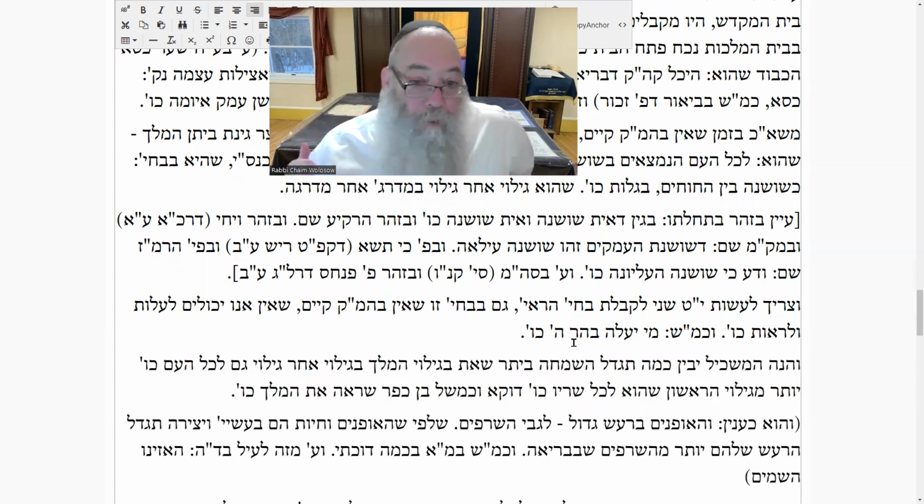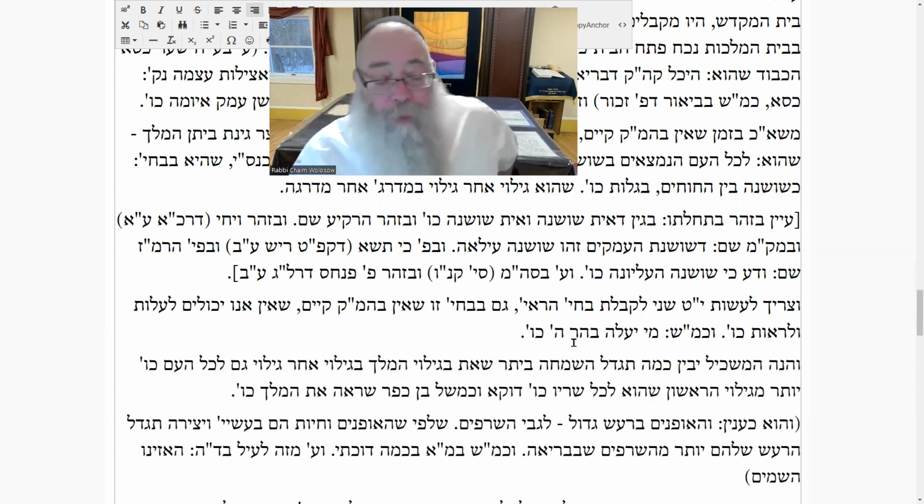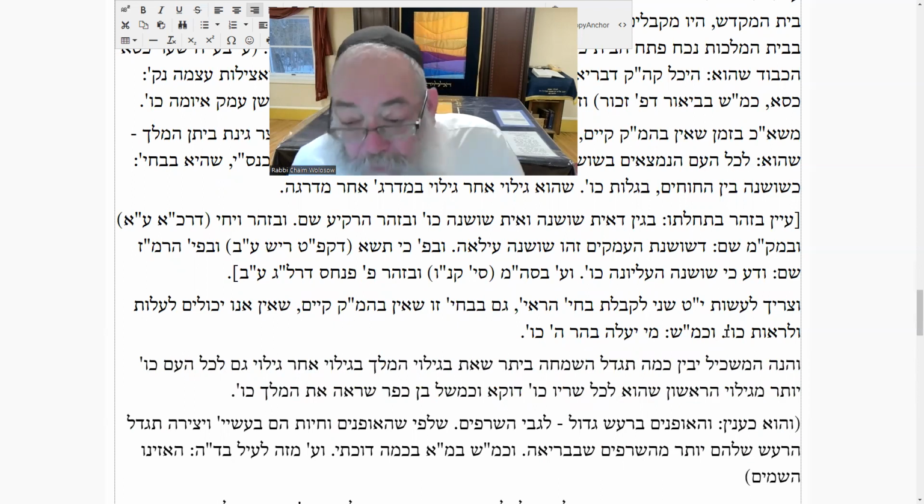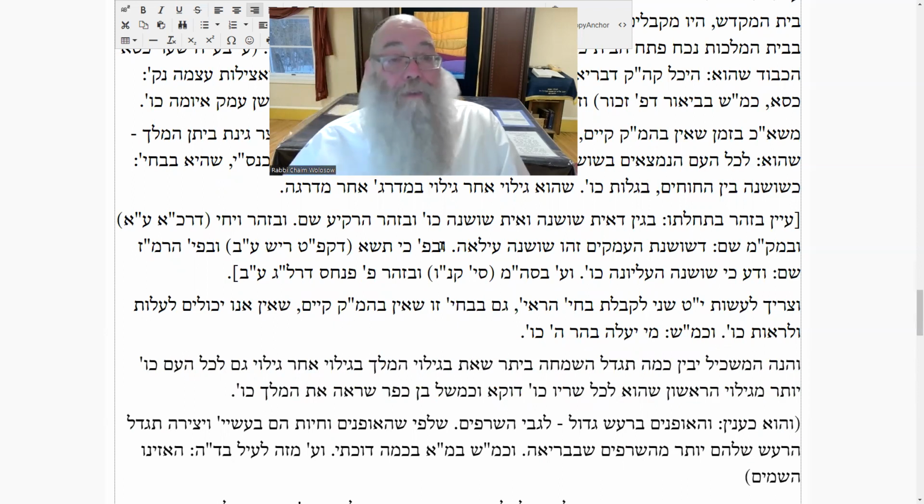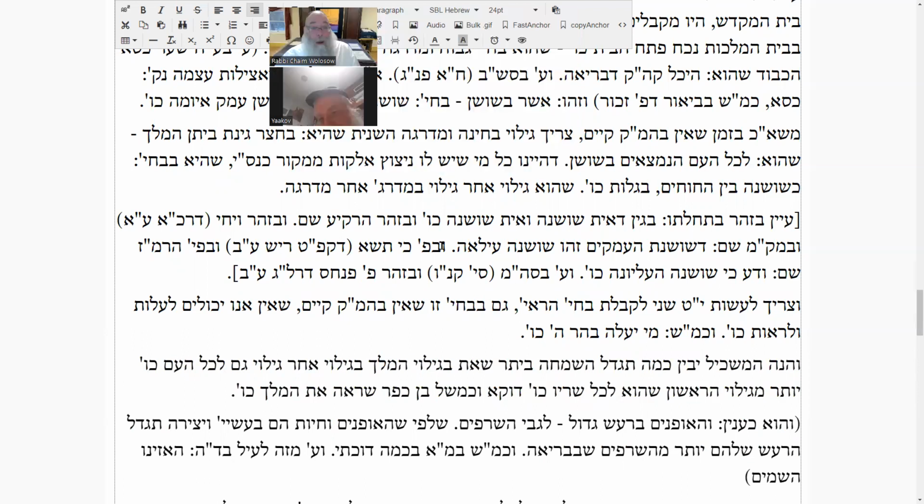by its golus. In a level where there's no Beis Hamikdash, we don't have the ability to go up and see in the proper level, to go up to the Beis Hamikdash. Like the Pasuk says, Mi yale b'har Hashem. Who is able to go up to the mountain of Hashem? So it takes a great madrega to go up there. We need the Beis Hamikdash.